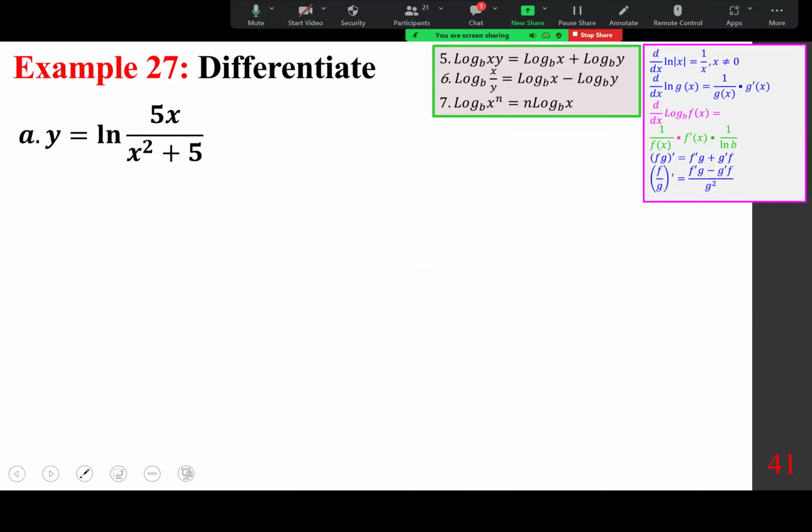All right, we want to take the derivative of y equals ln 5x over x squared plus 5. Differentiate.